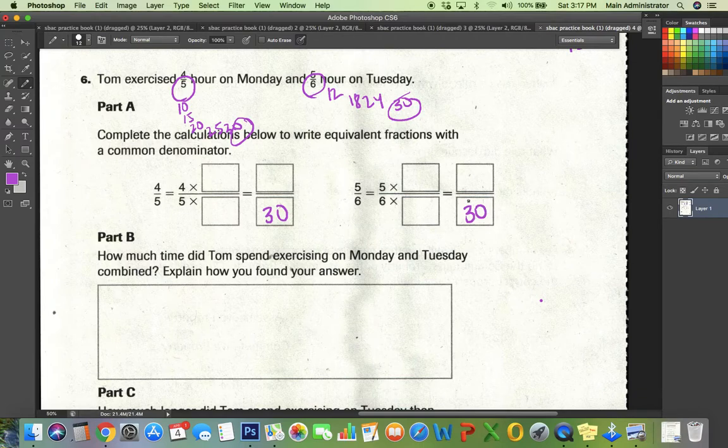How do I get to 30? 6 times what equals 30? 5. So if I do it to the bottom, I do it to the top. 5 times what equals 30? Well, that would be 6. And whatever I do at the bottom, I do at the top. So that would be 24, and that would be 25.